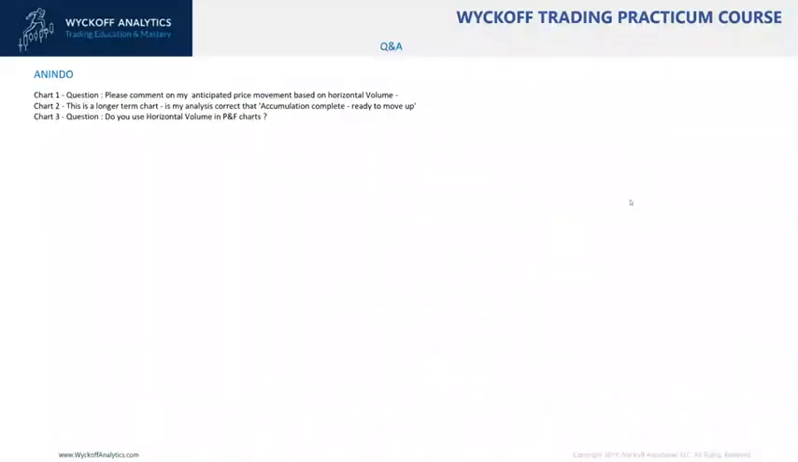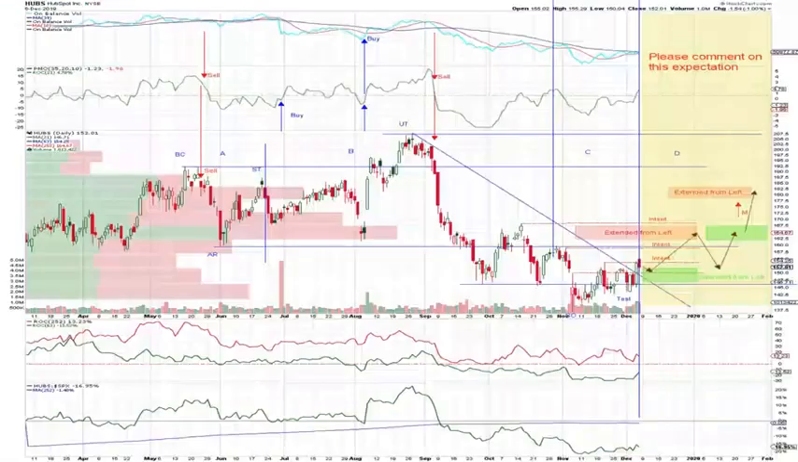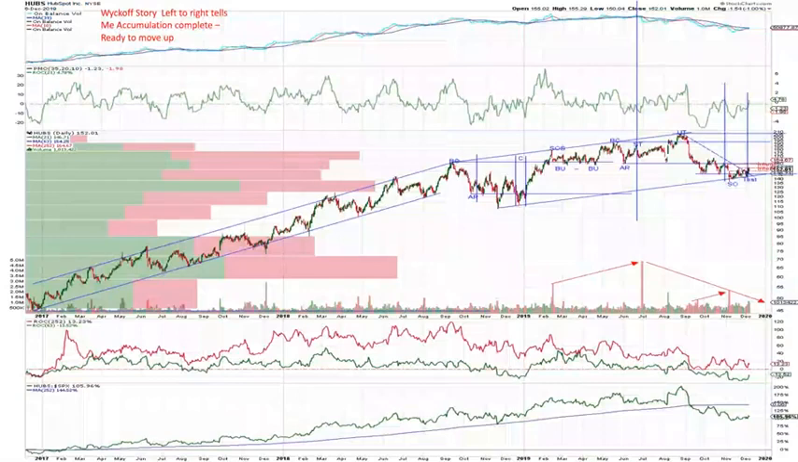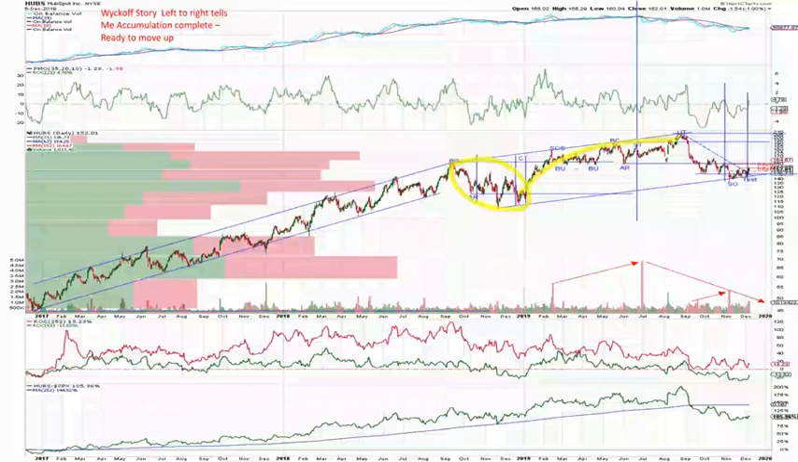Okay, second question. This is a long-term chart. Is my analysis correct that accumulation is complete, ready to move up? Okay, so the same stock, and we're looking at the first area right here that produces that change of character, a lot of strength, possibly going into phase B. I would be thinking that this is phase C.